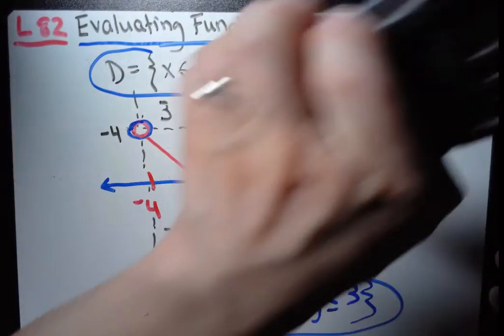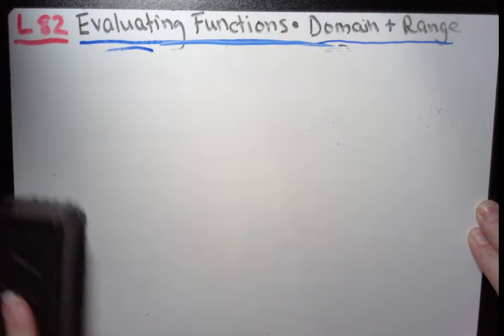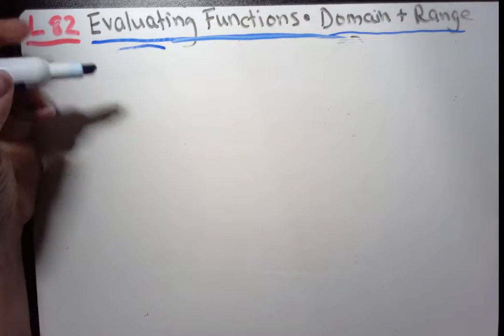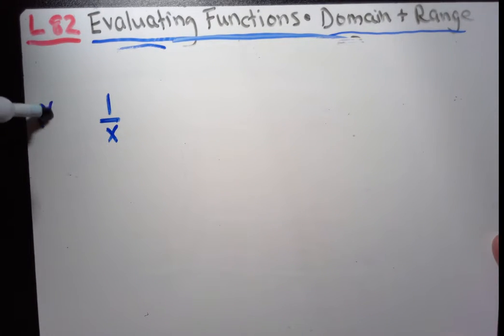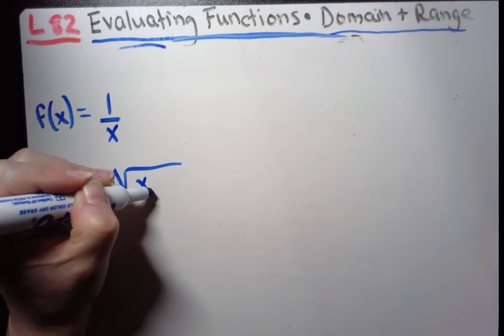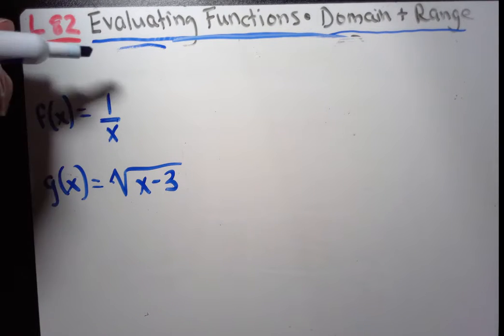Now, one more example for domain, and this is an example that confuses people sometimes, but we're going to take a look at it. So let's say f of x equals 1 over x, and let's say g of x equals the square root of x minus 3. So we have two different functions here, and I want to figure out the domain of each function.